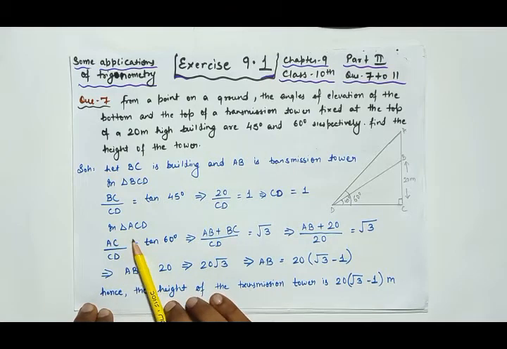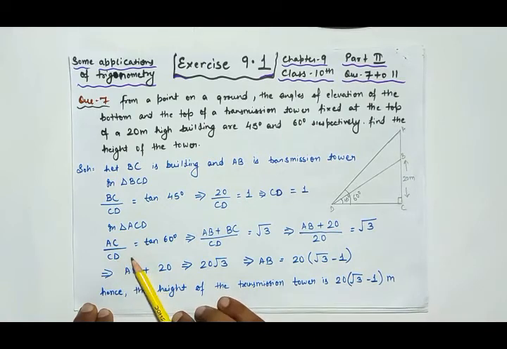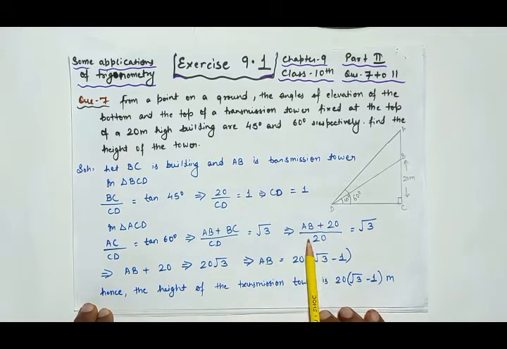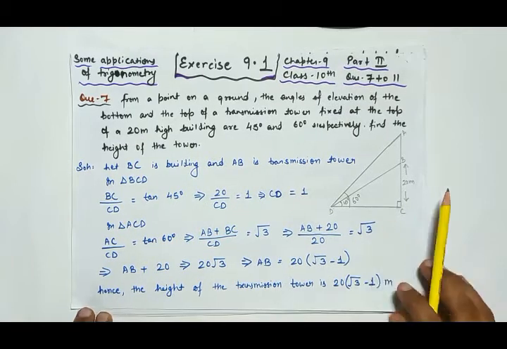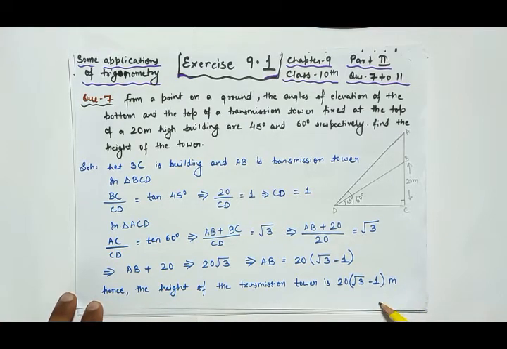In triangle ACD, AC upon CD is equals to tan 60 degree. Now let's solve this. AB plus BC upon CD is equals to root 3, so AB plus 20 upon 20 is equals to root 3. So AB plus 20 is equals to 20 root 3, so AB is equal to 20 bracket root 3 minus 1. Hence the height of a transmission tower is 20 (root 3 minus 1) meter. So this is the height of a transmission tower.